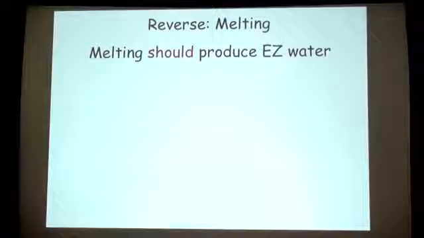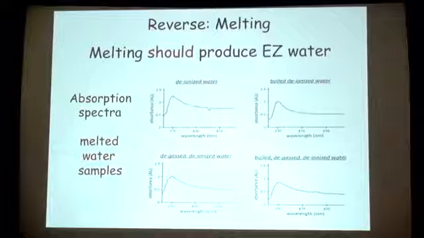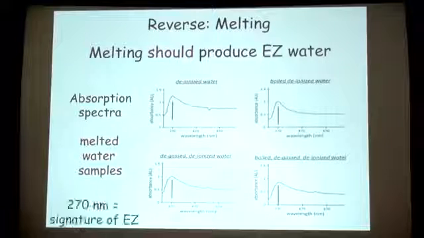And if you remember, EZ water is tested by looking at this 270 nanometer absorption. So here's what we found in the melting water, melting ice. There are 4 graphs, and each one is a different kind of water, deionized, distilled, et cetera. And you'll notice that they all have peaks at 270 nanometers. Ordinary water doesn't have that.